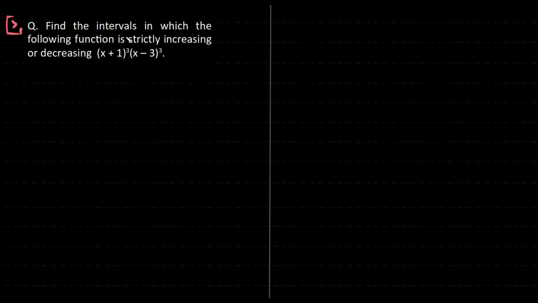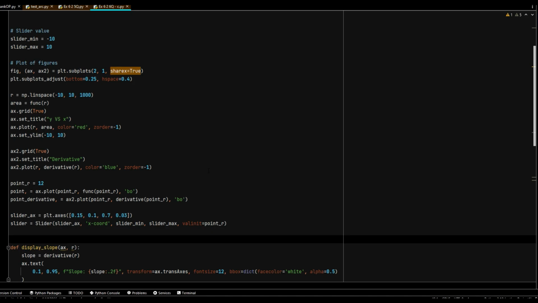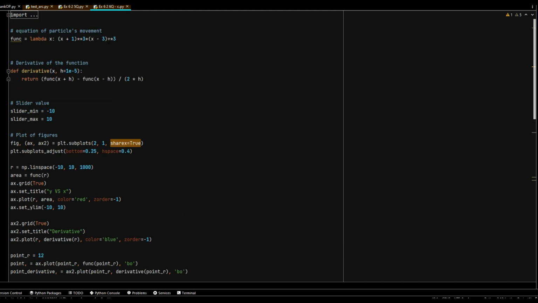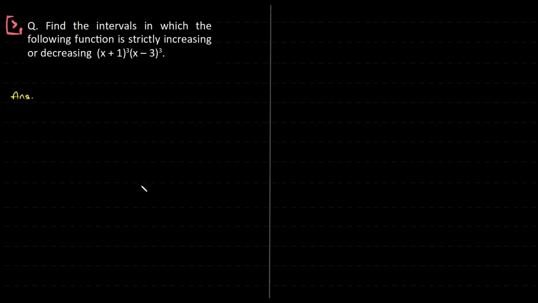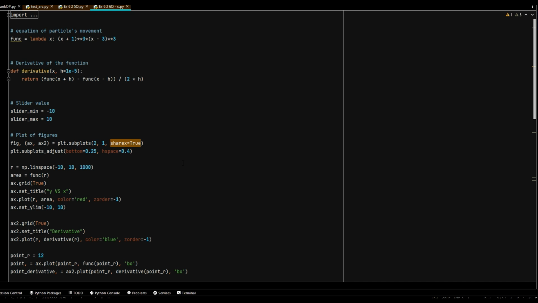Find the intervals in which the following function is strictly increasing or decreasing. So as usual, let's have a look at the graph first. So this is the same expression, right? (x plus 1) the whole cube into (x minus 1)(x minus 3) the whole cube. It's the same one.